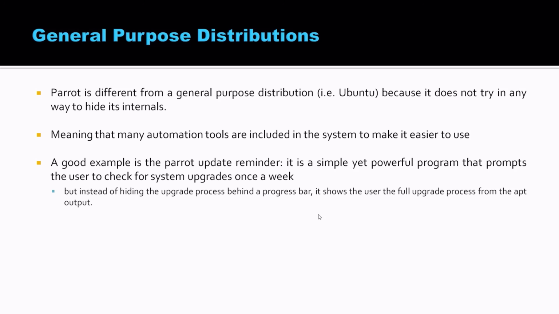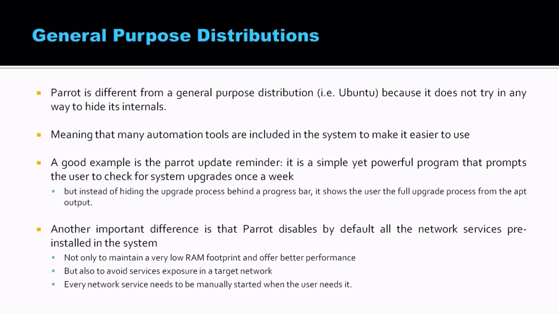It is a simple yet powerful program that prompts the user to check the system upgrades once a week. But instead of hiding the upgrade process behind a progress bar, it shows the user the full upgrade process from the app output. Another important difference is that Parrot disables by default all the network services pre-installed in the system, not only to maintain a very low RAM footprint and offer better performance, but also to reduce services exposure in a target network. Every network service needs to be manually started when the user needs it.